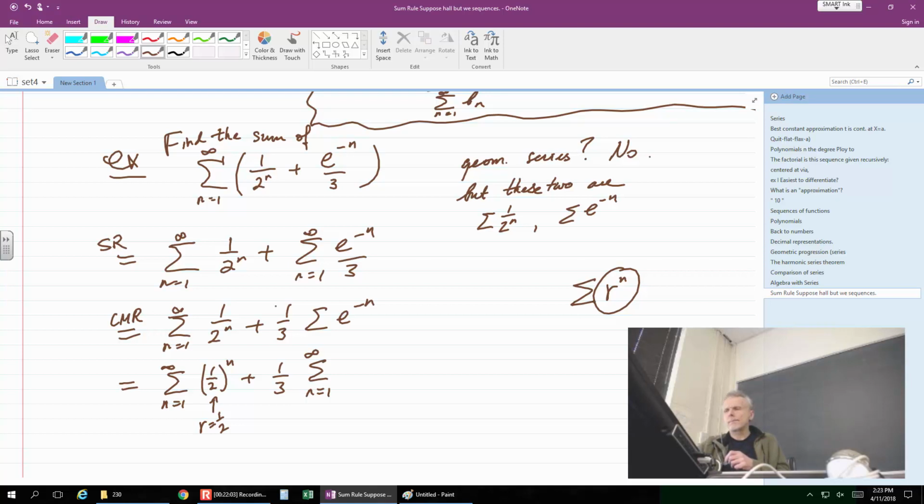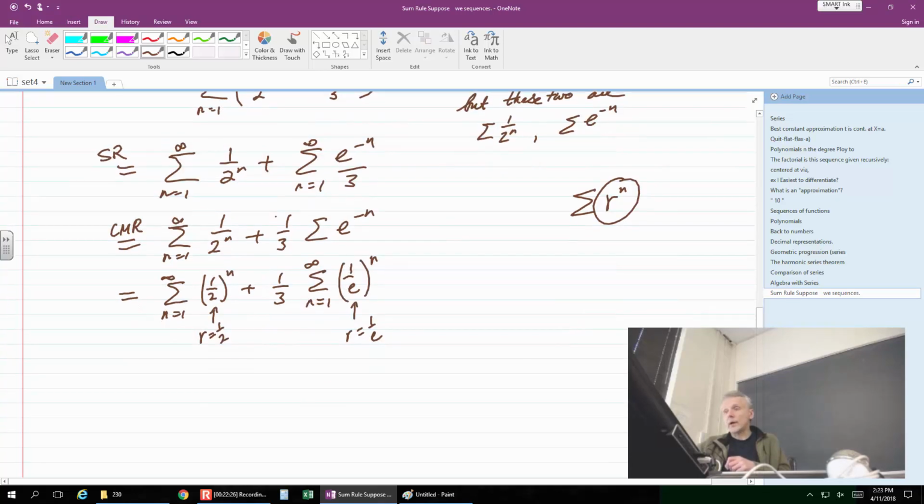It would be e. E what? The r would be the e. No. What about the negative sign? Negative n. E to the negative. That's right. E to the negative first, or 1 over e, same thing, okay? So then r is equal to 1 over e.